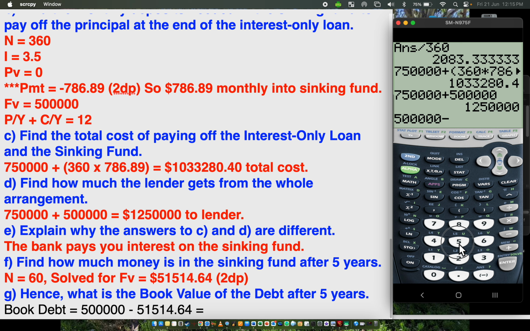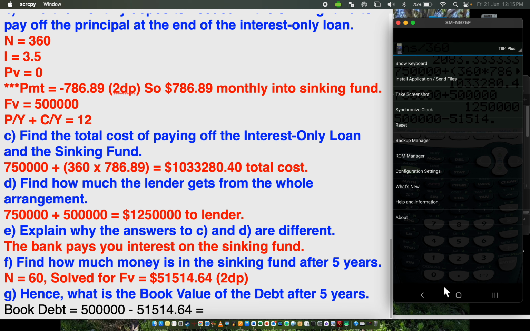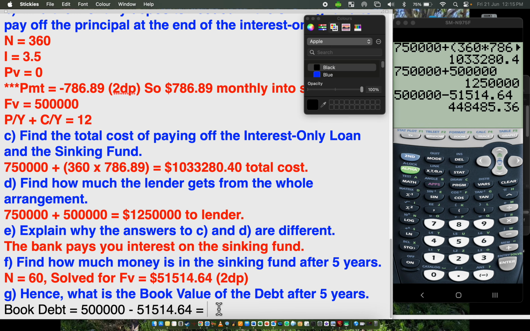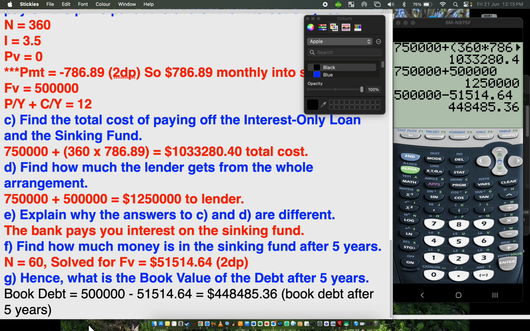So quit out of this. 500,000 take 51514.64. So my book debt after 5 years, in red, sorry. That's an interest-only loan and sinking fund question, similar to what you'll experience in your textbook and the SACE exam.